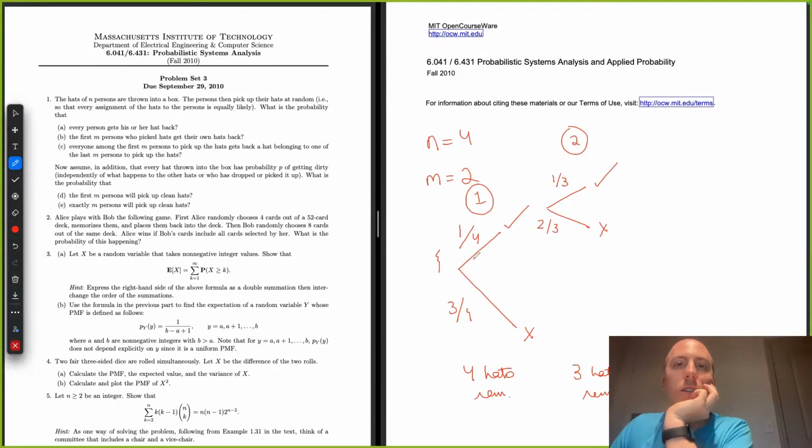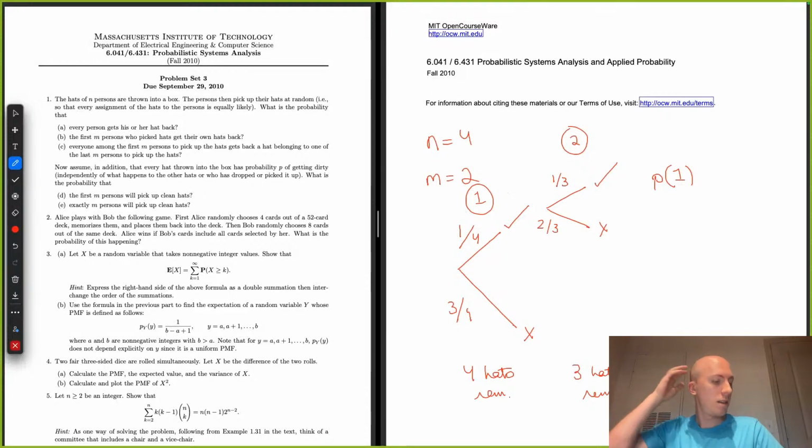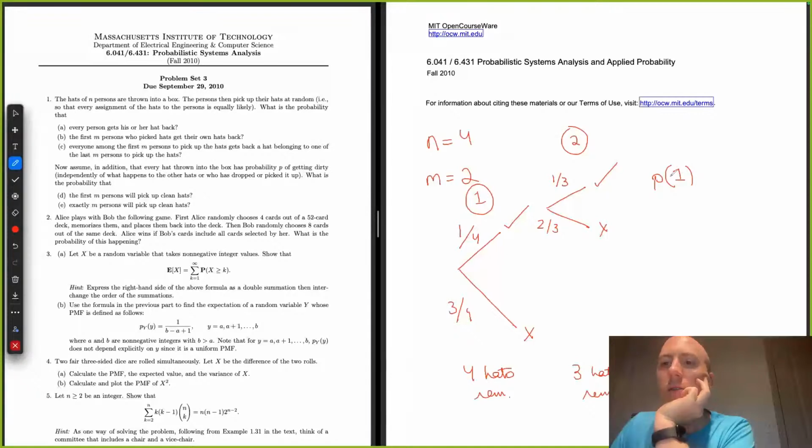I kind of want to write this out in terms of the probability, what is this event, but let's just write it out informally. What's the probability that person 1 gets their hat back, and then person 2 gets their hat back, given that person 1 got their hat back.